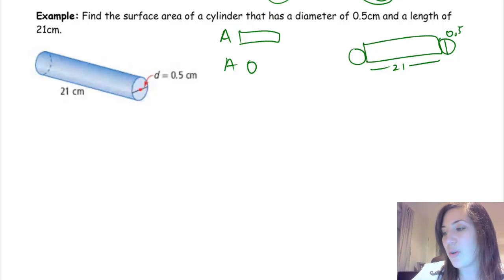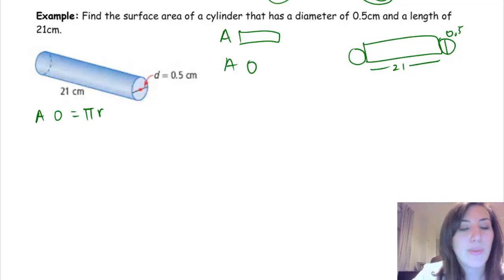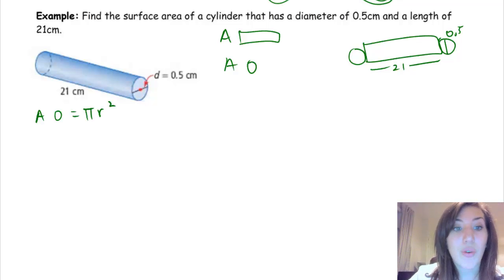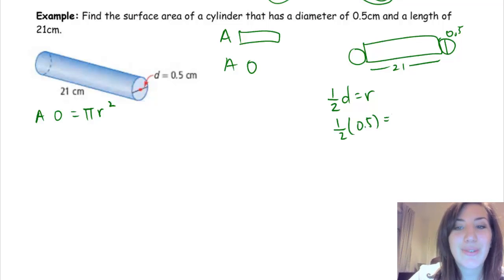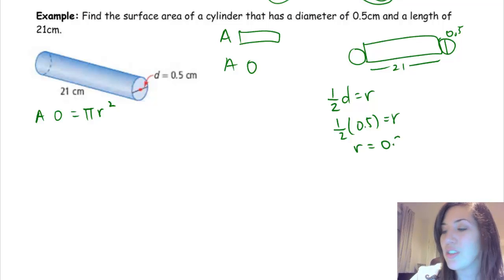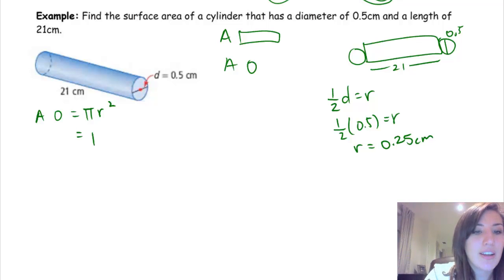All right. So let's look at the area of the circle first. The area of a circle equals pi r squared. Do we know the value of r? No, but we do know the value of d. So we know that half of d is equal to r. So let's plug in: half of 0.5 is equal to r. So our radius value is 0.25 centimeters. So we can plug that in here.